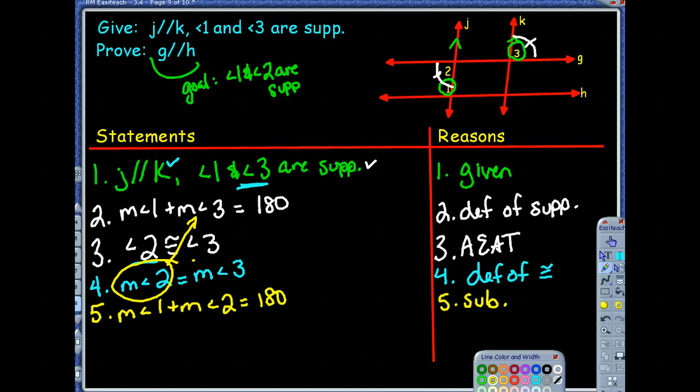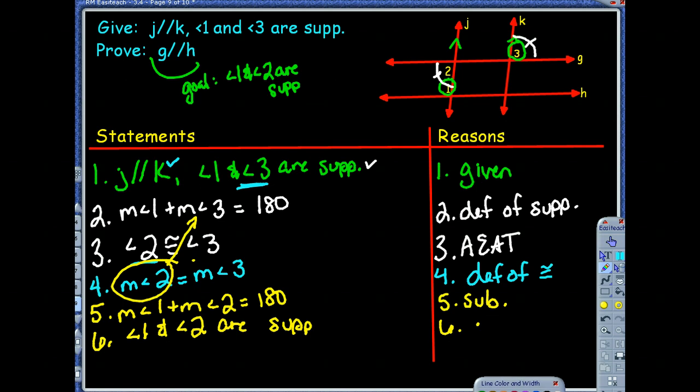All right, 1, 2 is going in its place. So angles 1 and 2 add to equal 180, which means that they are supplementary, which is what we wanted to say. So angle 1 and angle 2 are supplementary. Now, is that what we were trying to prove? No, but that's our goal to get to our proof. And what's the reason here? That's the definition of supplementary.